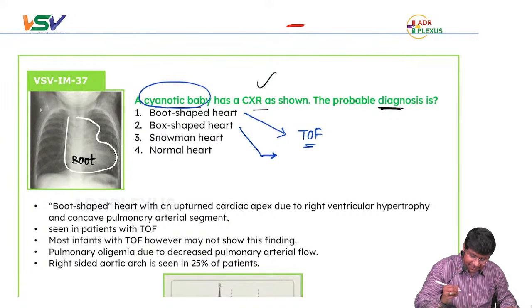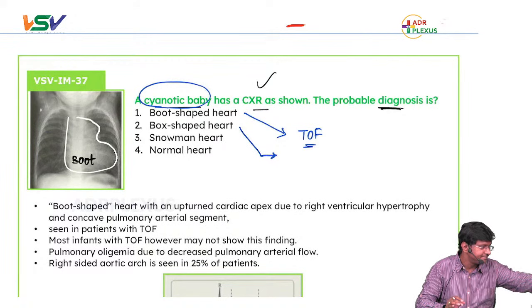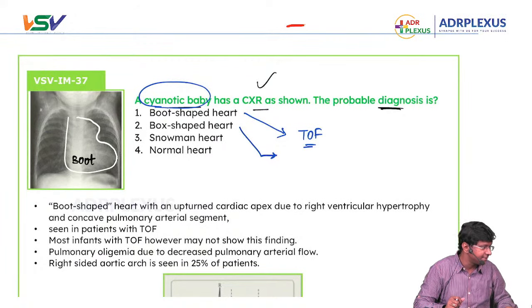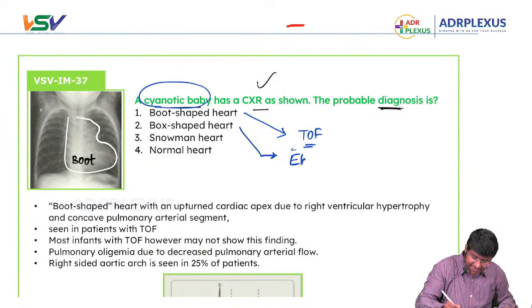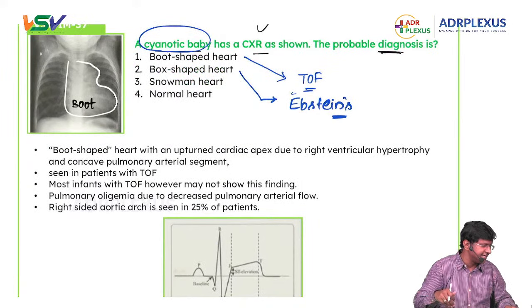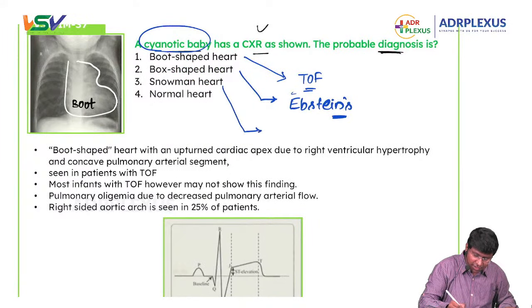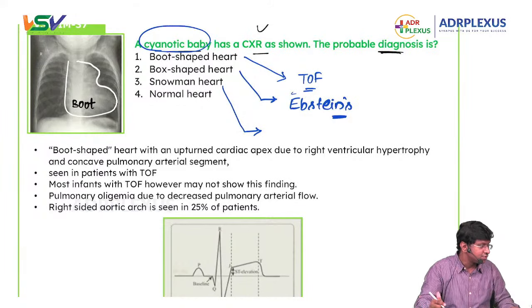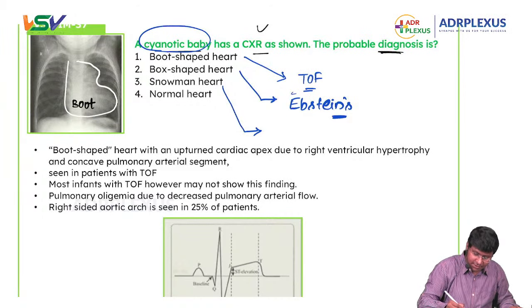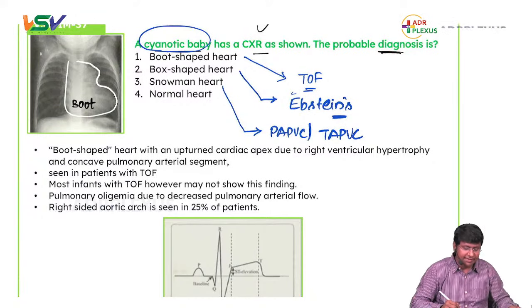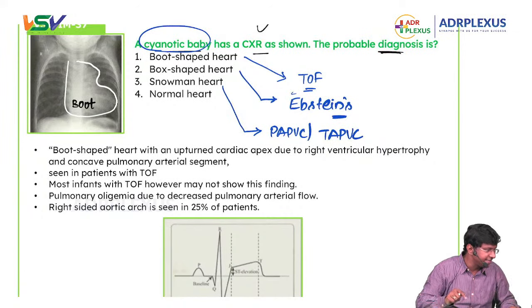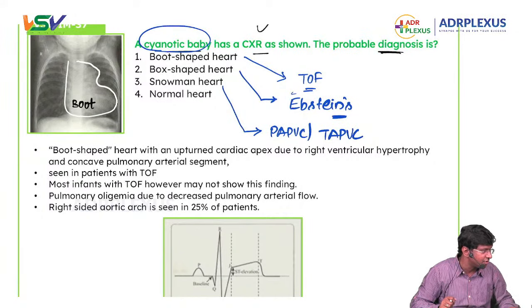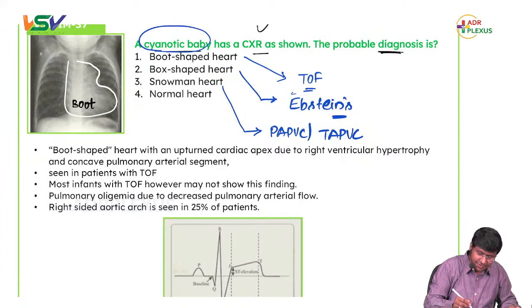Now you take this box-shaped heart. Where is it that you will have box-shaped heart? Very good. So box-shaped heart is observed in Epstein's anomaly. In Epstein's anomaly, you will have box-shaped heart. I have those X-rays as well, I'll show you. And tell me, what are the scenarios where you will have snowman heart? Right. So snowman heart is observed in case of partial anomalous pulmonary venous connection or total anomalous pulmonary venous connection. I'll show you those X-rays as well. That is Epstein's, as well as partial or total anomalous pulmonary venous connections. Right. Next.